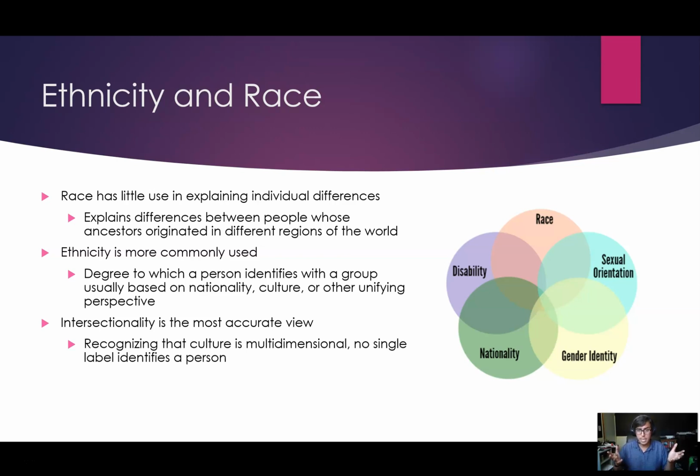That being said, intersectionality is the most accurate view, recognizing that culture is multidimensional. There's no single label that identifies a person. So if someone says to me, "You're not Mexican," I say, "Well, no, I am Mexican." If someone says, "You are not white," then I'm like, "No, I am white," because I can be both. So by understanding people as a tapestry of many different types of identities, that is a far more realistic and accurate view of people and culture.